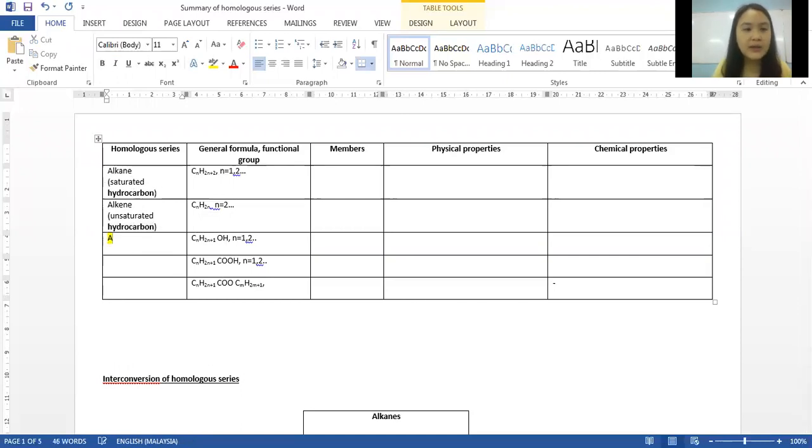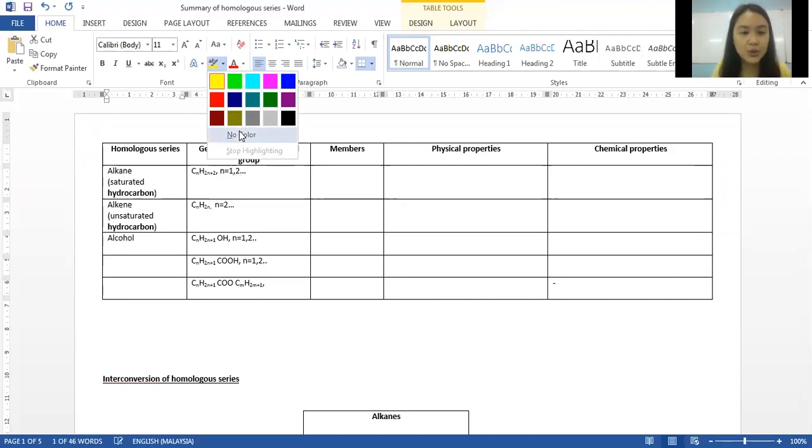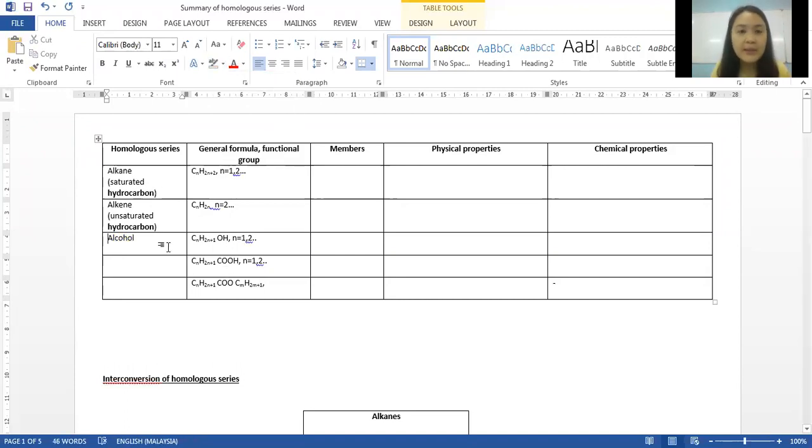Then the next homologous series that you learn is alcohol. Alcohol is not a hydrocarbon, because if you remember the formula, members of alcohol are made of carbon, hydrogen, and oxygen. Because of the addition of oxygen, it is a non-hydrocarbon. Then you also learn the next homologous series, the carboxylic acid. Just like alcohol, carboxylic acid is made up of carbon, hydrogen, and oxygen, and that makes it a non-hydrocarbon.